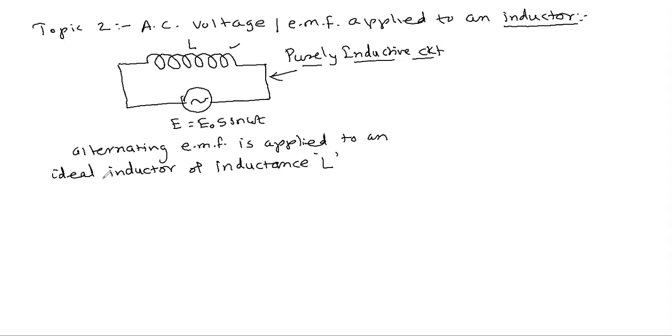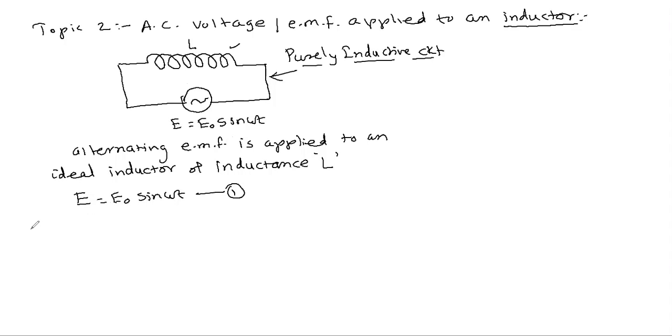So the alternating EMF applied is given by E is equal to E naught sine of omega t. This relation we have to use frequently, so always keep it in mind. This is nothing but your applied alternating EMF across this inductor. We applied the same alternating EMF to the resistor also. So this is your equation 1.